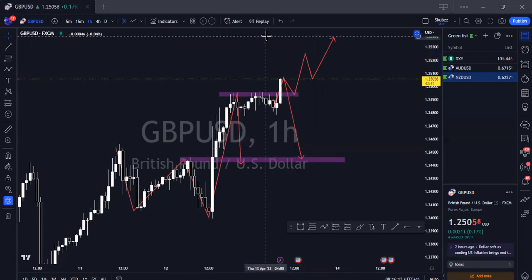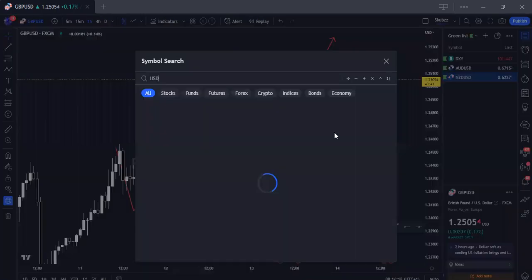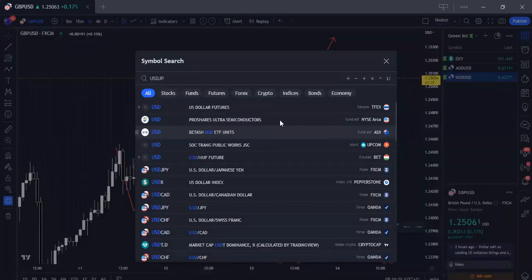I think someone said UJ, that's USDJPY. Man, it has been a while since I looked at all these USDs.